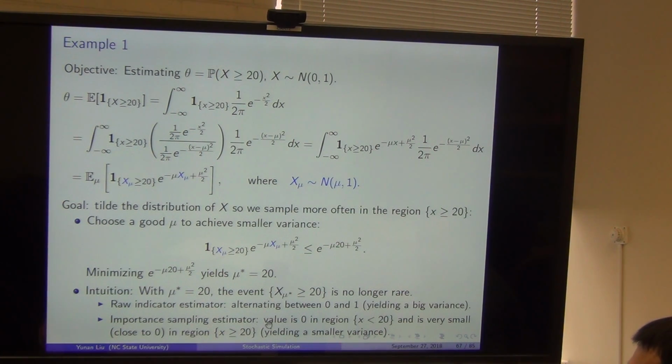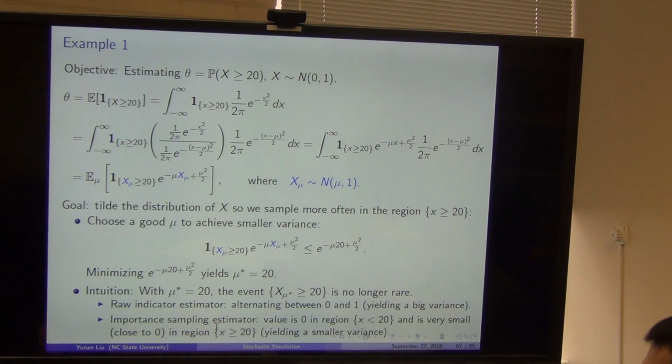But importance sampling does the following, right? The value is 0 in this region, because if you sample from x mu, or x20, which is the normal distribution with mean 20 and variance 1, and you see less than 20, you get 0 because you have the indicator. But if you see greater than 20, this indicator becomes 1. The value you see is going to be this function. But in this region, this is also very small. So you don't really have a big fluctuation between 0 and 1. 0 and 1 are very different, but 0 and a small number are not too different.